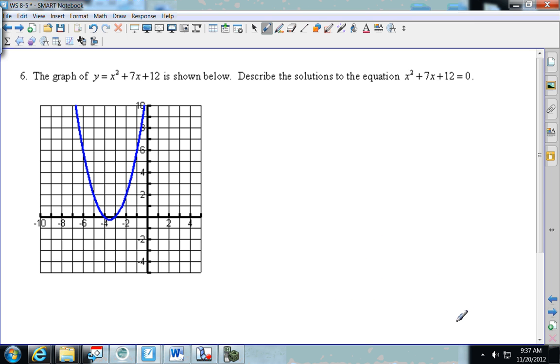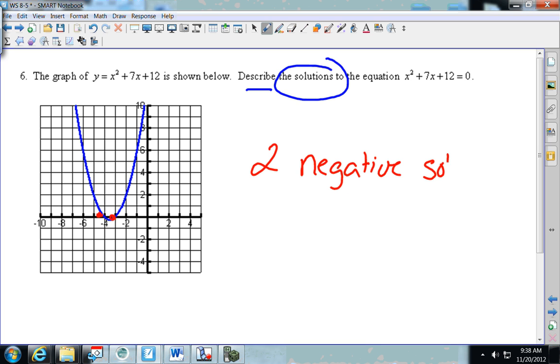Number 6 says the graph of x squared plus 7x plus 12 is shown below. Describe the solutions. Okay, describe. I don't want to know exactly what they are, but what they're asking you for is this. First off, how many solutions are there? There are 2 solutions, and what type of numbers are they? They are 2 negative solutions. That's all they want you to do when you're describing it. You're just saying it's 2 negative solutions.